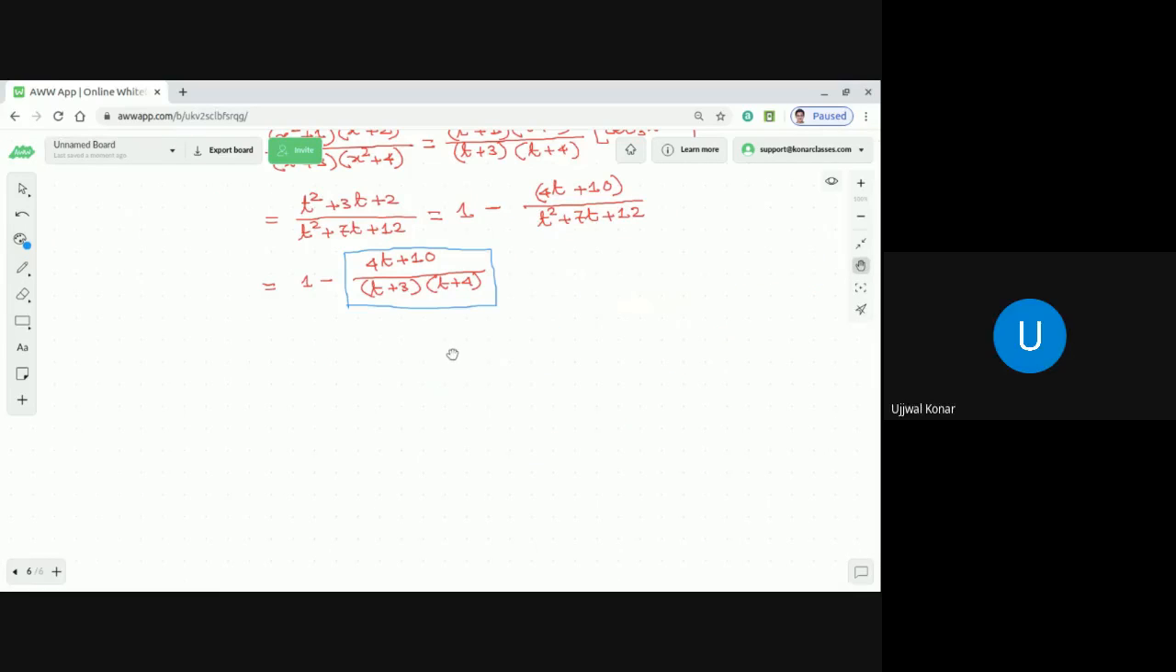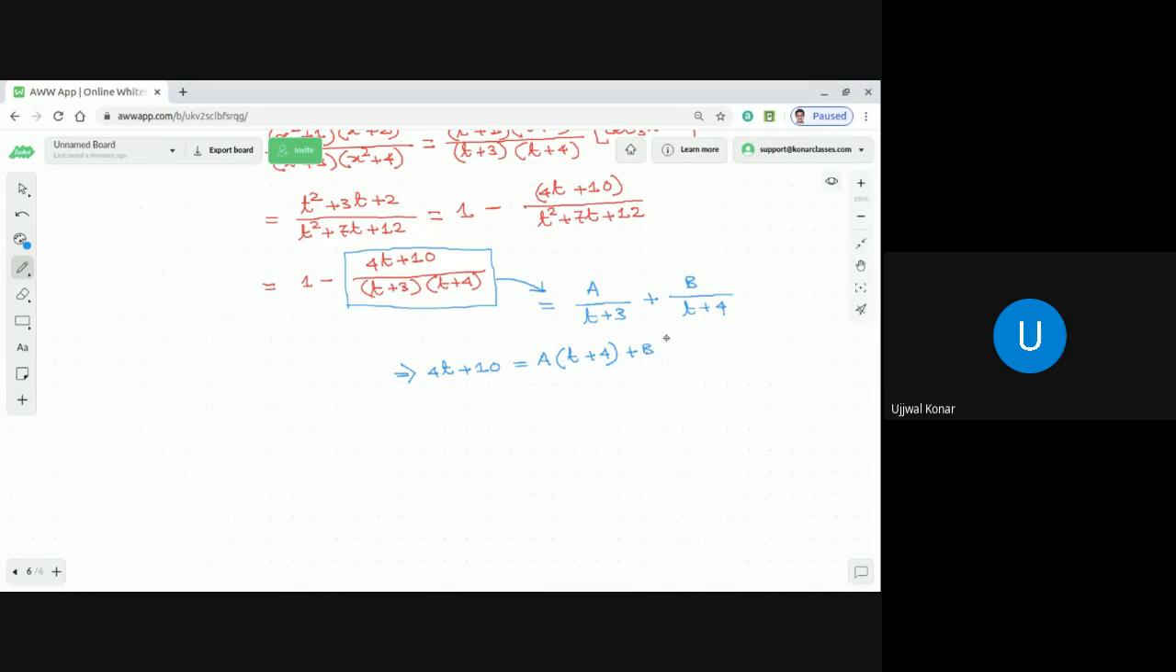That you can write as the entire expression 4t plus 10. If we just concentrate on this one, we can write it as a by t plus 3 plus b by t plus 4. Clear? So from here, what we can conclude is that 4t plus 10 is equal to a into t plus 4 plus b into t plus 3.